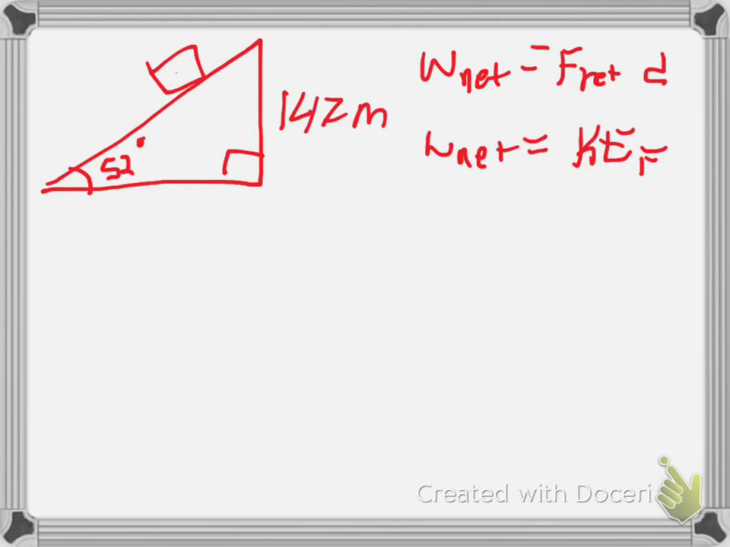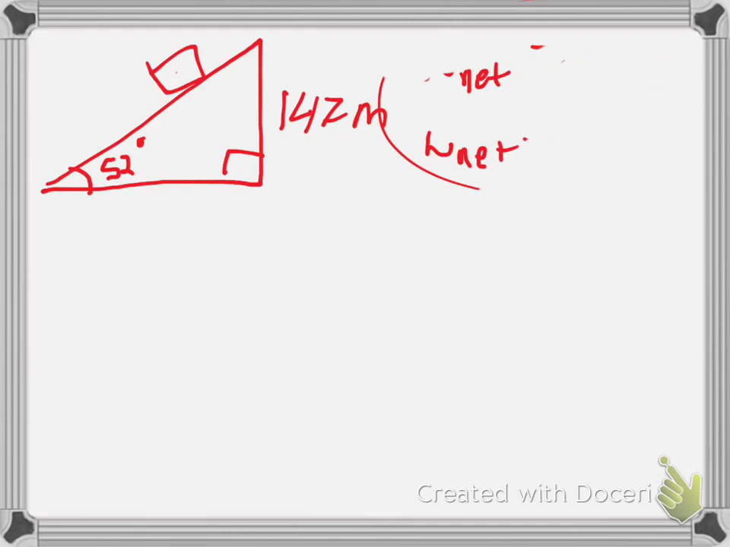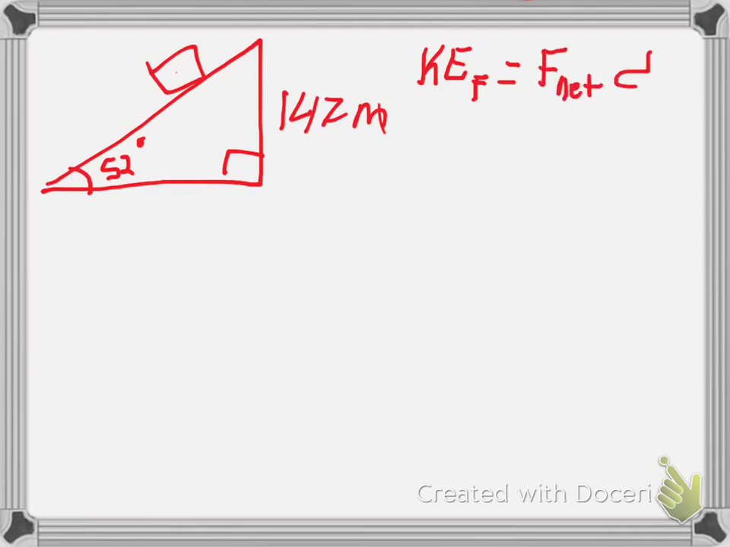By equating these two equations, we can get an equation that will give us a starting point for our problem. Let me take a moment to erase everything here. The equation we're going to be working from today is that kinetic energy final is equal to the net force times the displacement of the object.